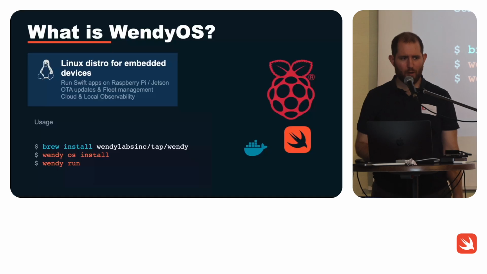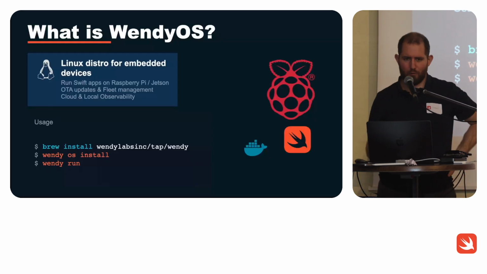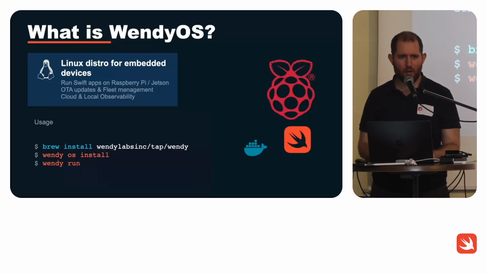We've tried to reduce the number of steps needed to get your first Linux device up and running, which are these three down below. First, you'll want to brew install a CLI tool, which is our Wendy CLI. When you have your Wendy CLI, it installs swiftly, it installs the right Swift version, and it installs a cross-compilation SDK, which is based on Swift SDK generator.